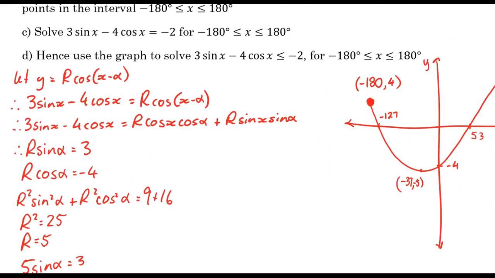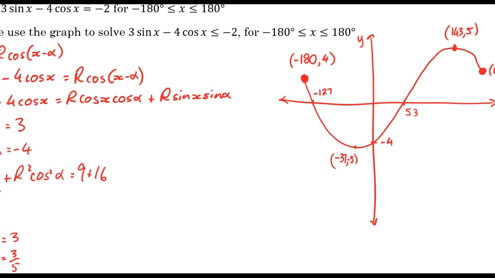Rightio, now for, where are we up to? Part C, solve for this equals negative 2. Now let's just have a look here. If I drew the line y equals negative 2, it'd look something like this, wouldn't it? So I expect there should be a solution here somewhere, and here somewhere. So just a rough guess now, I'm looking for an answer that's somewhere between 0 and 53, and somewhere between negative 127 and negative 37. Right, it helps to sort of see what's going on there.